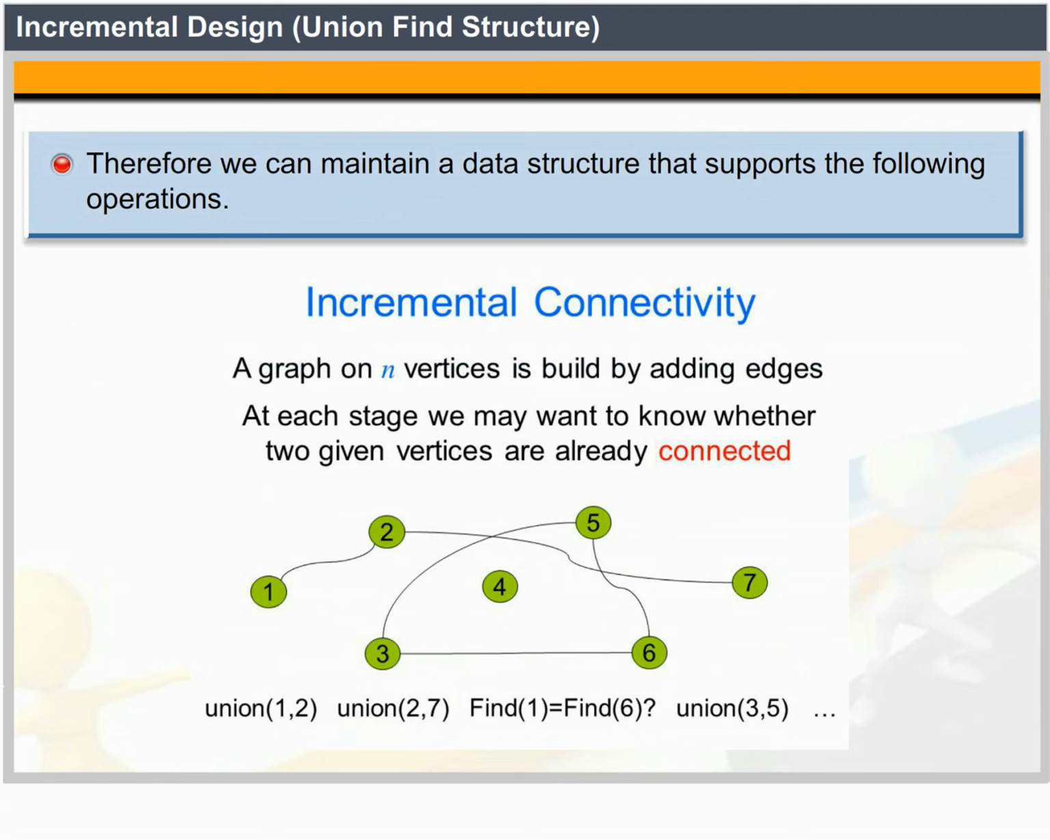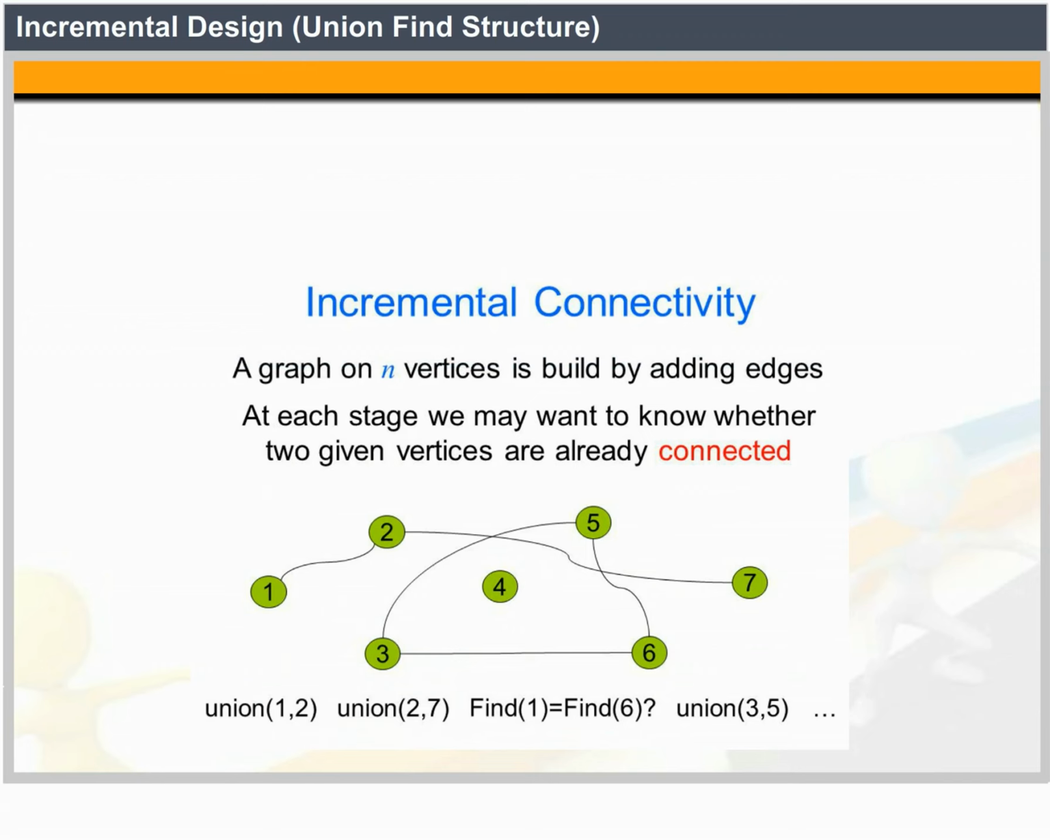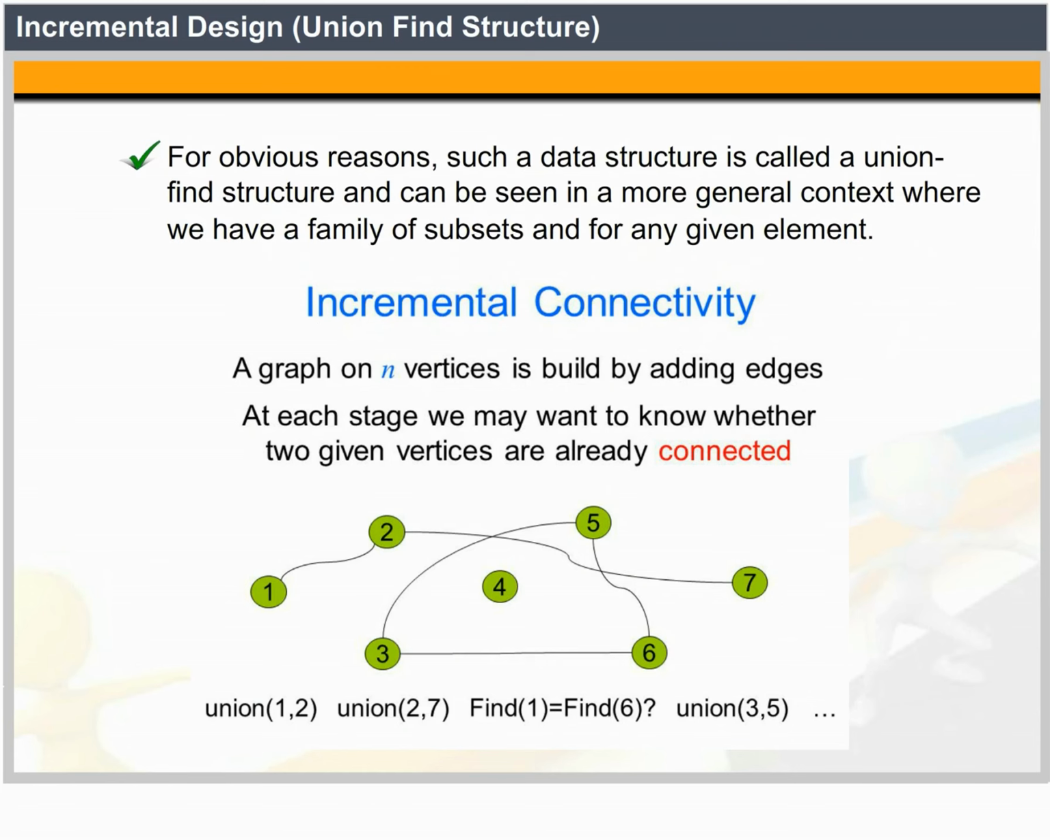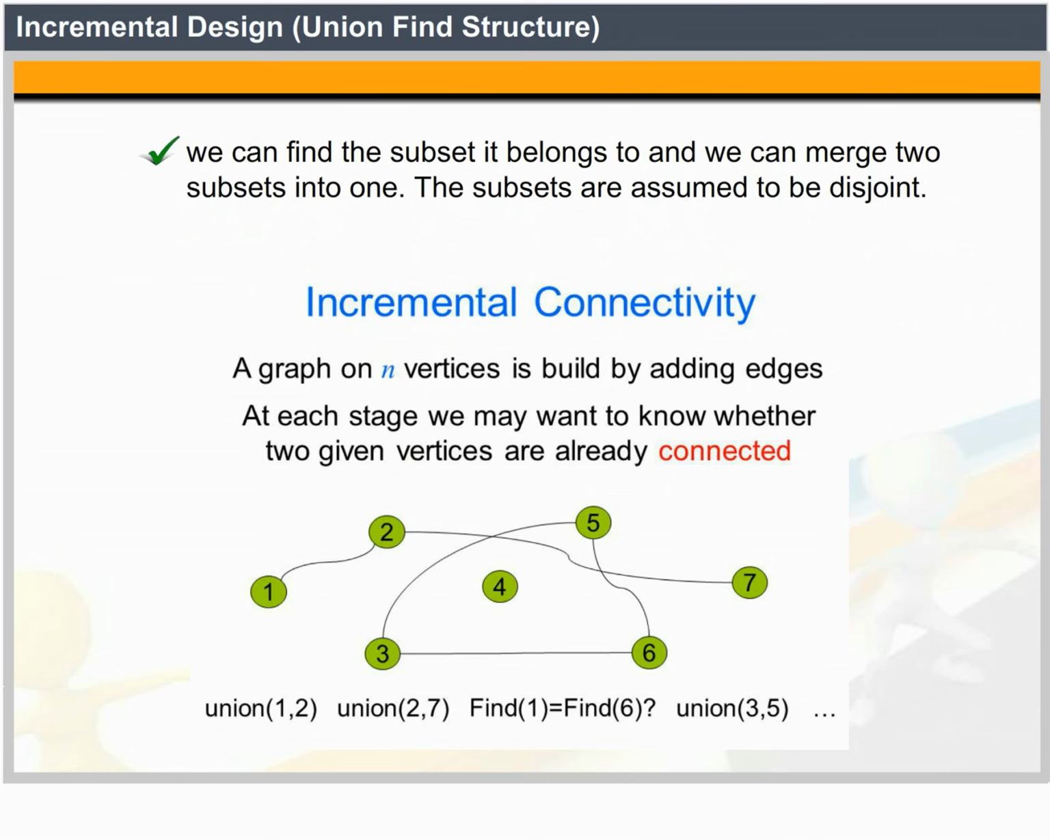Find operation: for a vertex, find out which connected component it belongs to. Union operation: combine two connected components. For obvious reasons, such a data structure is called a union find structure and can be seen in a more general context where we have a family of subsets, and for any given element we can find the subset it belongs to, and we can merge two subsets into one. The subsets are assumed to be disjoint.